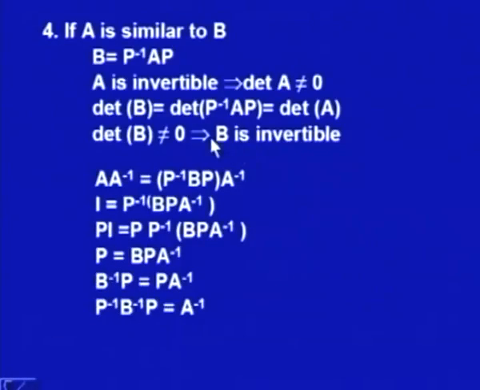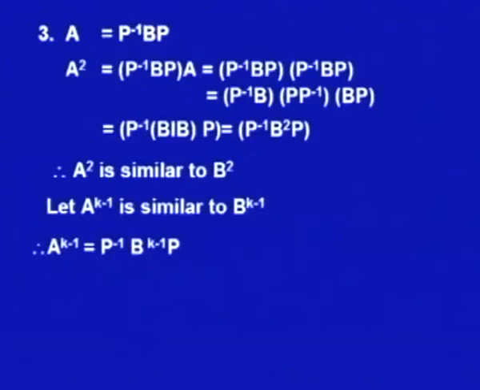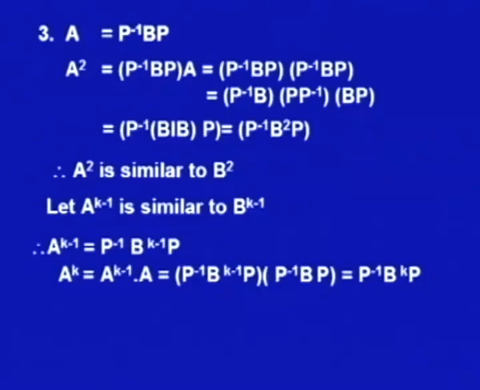Once B is invertible, then we consider A into A inverse. A is similar to B, so I write it as P inverse BP into A inverse. Now A into A inverse is identity, so this is simplified to P inverse BP A inverse, or we can write it as P into I. If I pre-multiply this expression by P, it is P into I equal to P times P inverse BP A inverse.